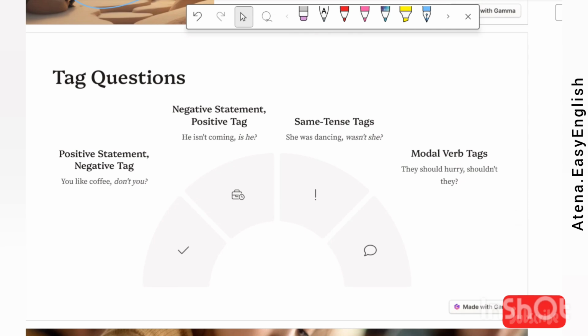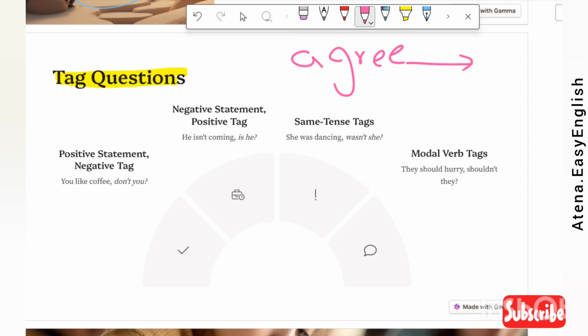And the last part is about tag questions. You should remember something, that tag questions are not for just asking opinions. It's for asking others to agree with us. You want them to say, yes, you are right. So in this case, you use tag questions.